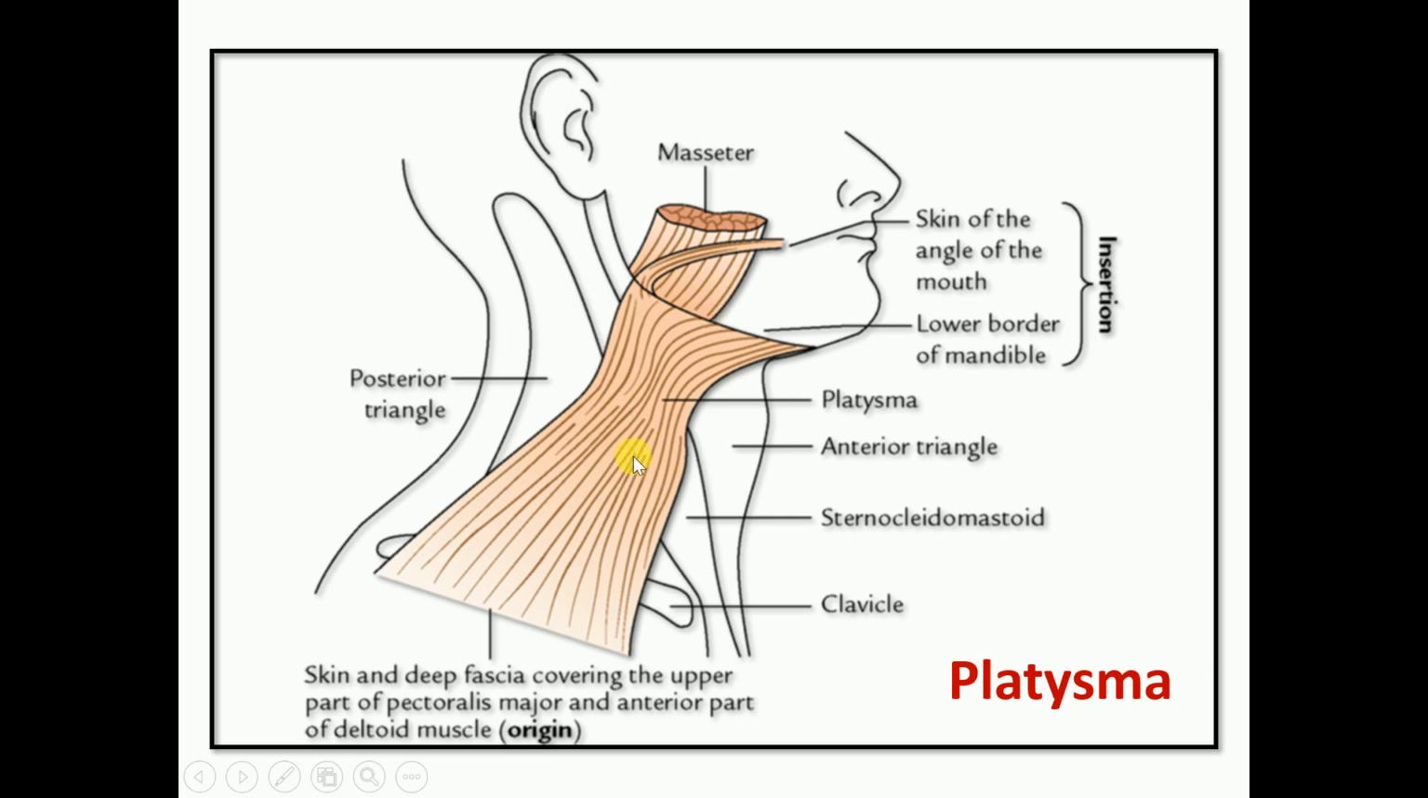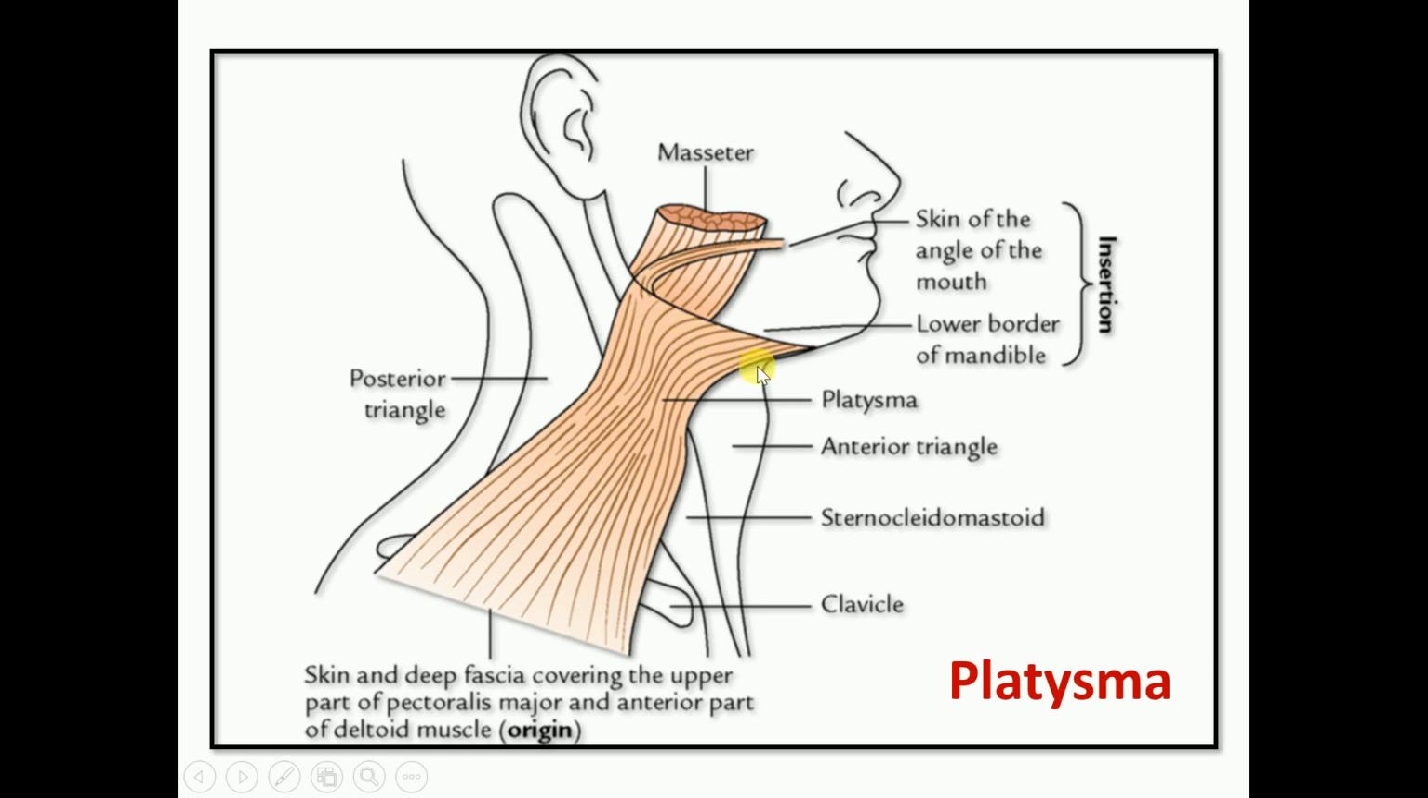Now the fiber passes upwards and forward, superficial to the clavicle as well as the sternocleidomastoid muscle. It crosses the lower part of the posterior triangle as well as the superior part of the anterior triangle, and finally it is inserted into the lower border of the mandible, the body of the mandible.